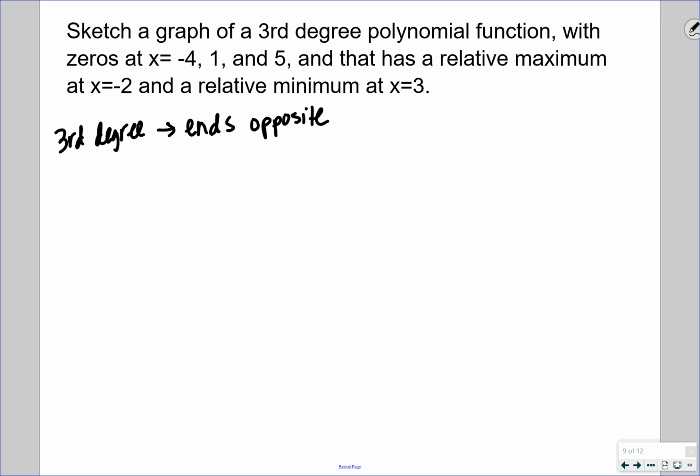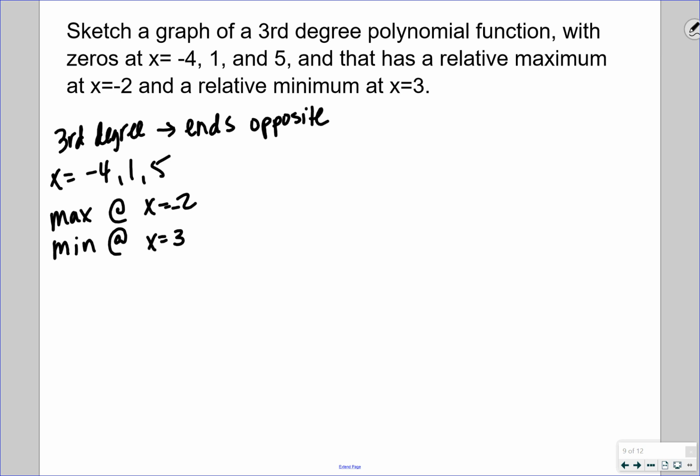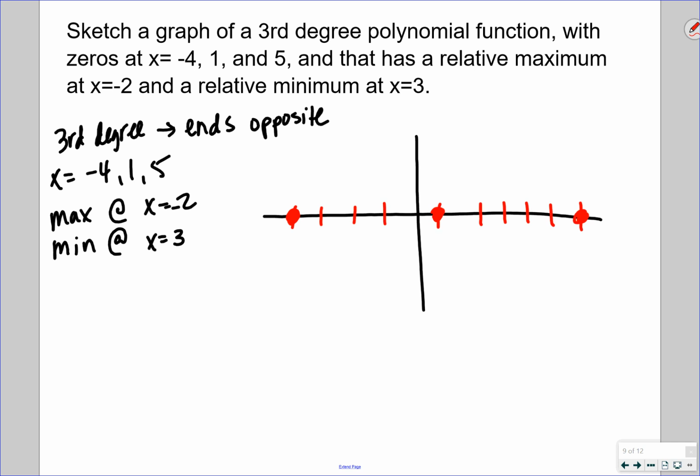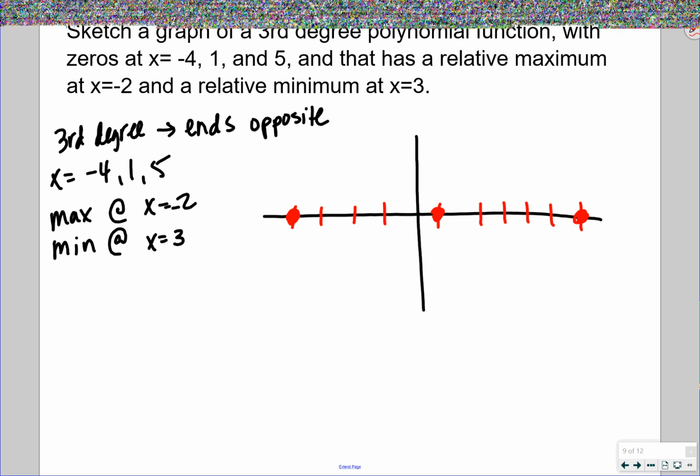I have zeros at -4, 1, and 5. And then I have a maximum at x equals -2 and a minimum at x equals 3. So I don't tell you anything about the y values. I just say that that is a top and a bottom. So I know I have 3 zeros at -4, 1, and 5. Those are my zeros. I don't know anything else.